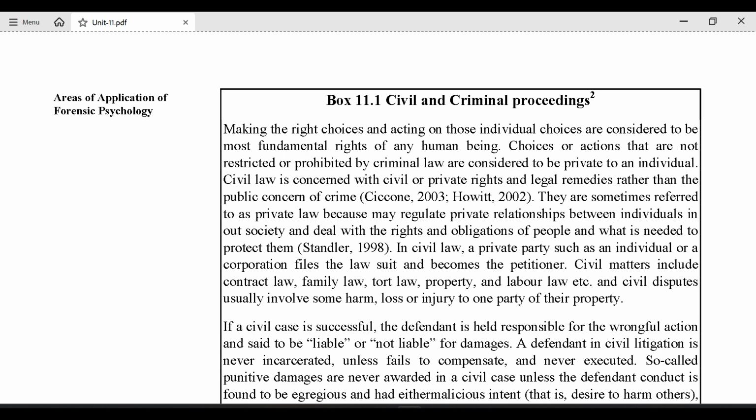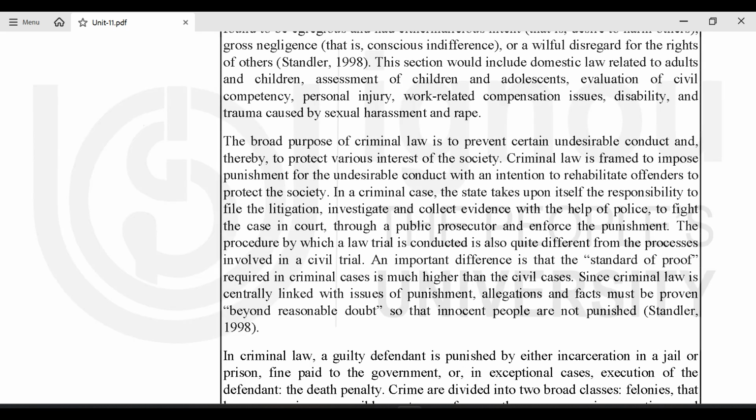So-called punitive damages are never awarded in a civil case unless the defendant's conduct is found to be egregious and had either malicious intent, that is, desire to harm others, gross negligence, that is, conscious indifference, or a willful disregard for the rights of others. This section would include domestic law related to adults and children, assessment of children and adolescents, evaluation of civil competency, personal injury, work-related compensation issues, disability, and trauma caused by sexual harassment and rape.